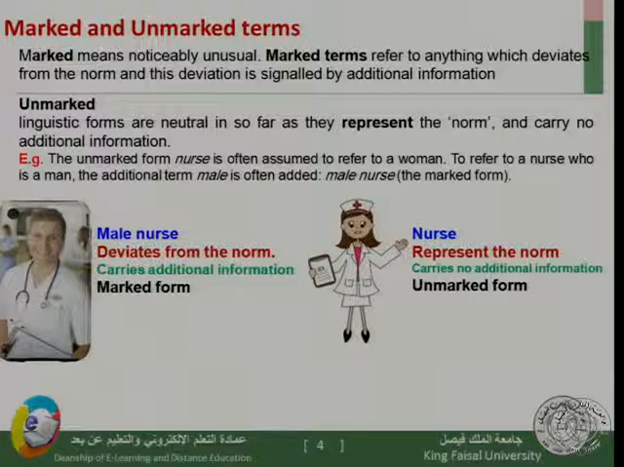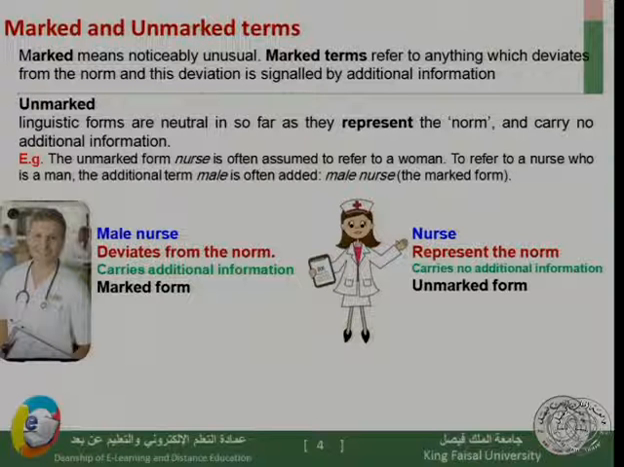As a definition for the two terms, marked and unmarked: the term marked means noticeably unusual, and marked terms refer to anything which deviates from the norm, and this deviation is signaled by additional information. Now we can understand this better if we compare it with unmarkedness. Unmarked terms are linguistic forms which are neutral insofar as they represent the norm and carry no additional information.